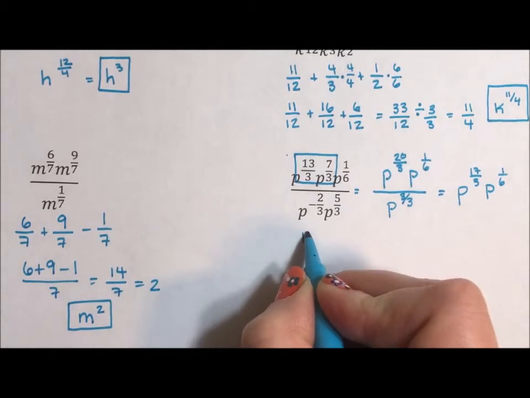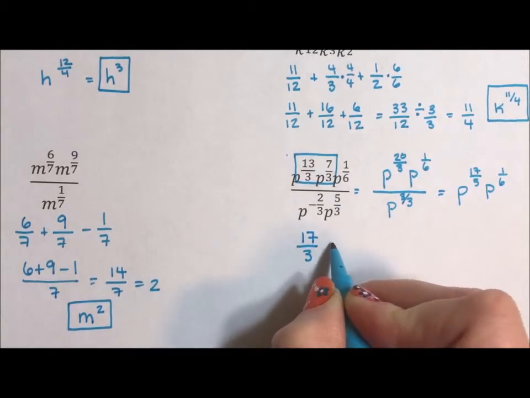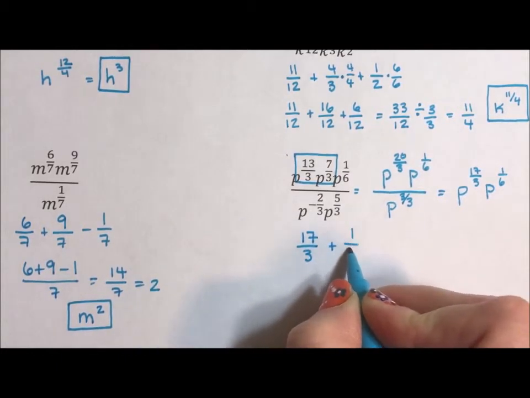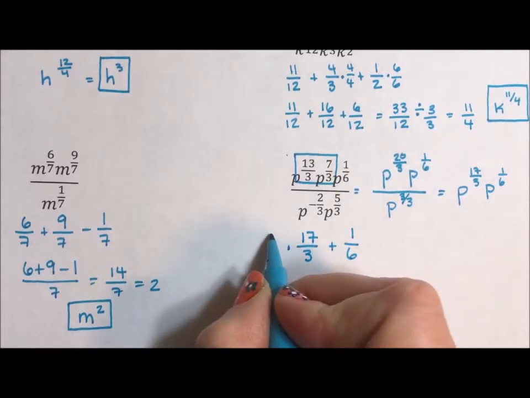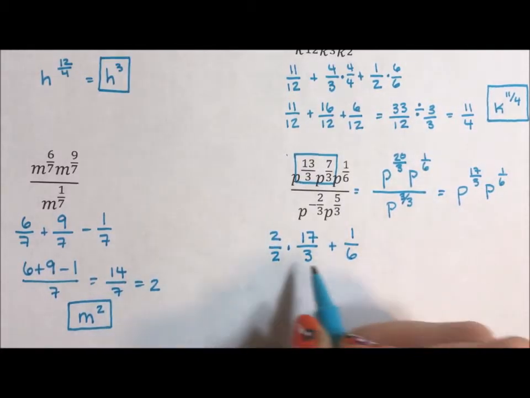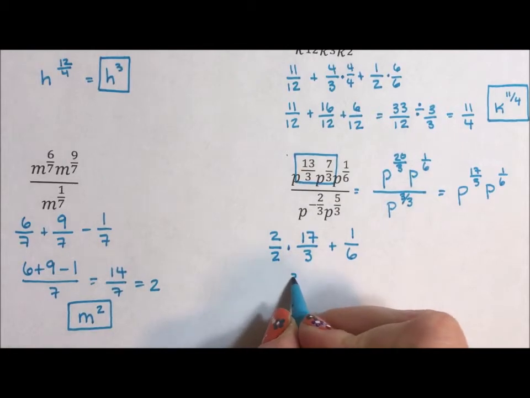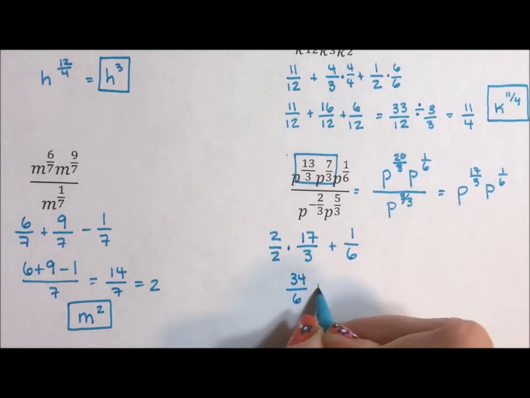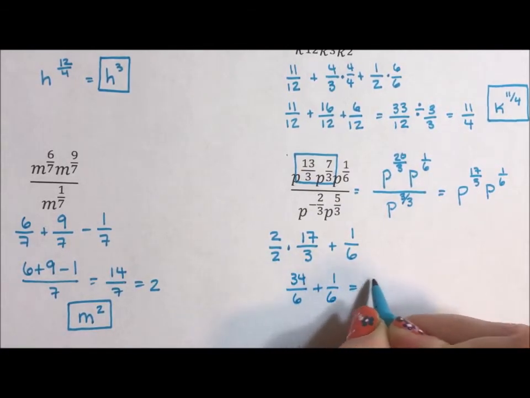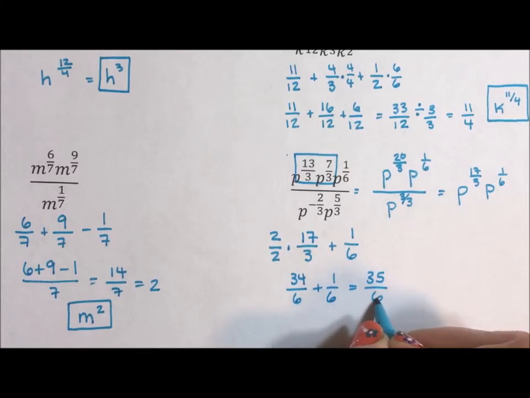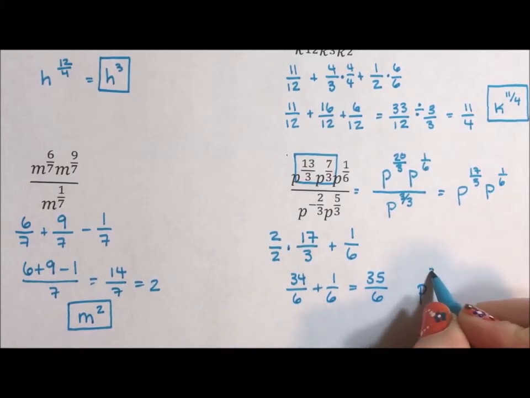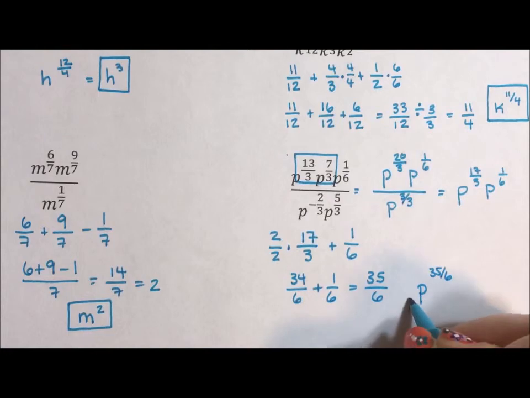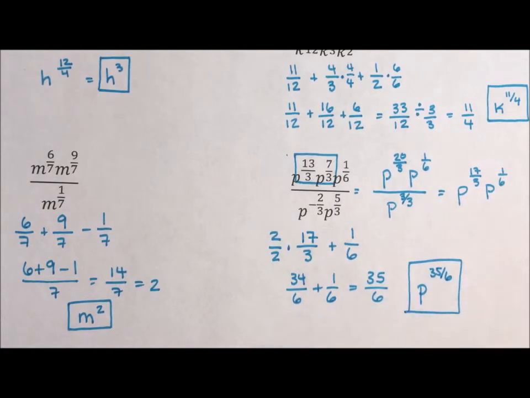So I need to take 17/3 plus 1/6. So I need to multiply this first fraction by 2 over 2 so that the denominators are the same. So I have 34 over 6 plus 1 over 6 to get 35 over 6. So my final answer is p to the 35 over 6. Whew, that was a long problem.